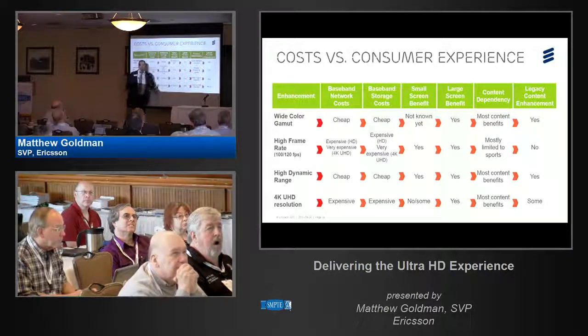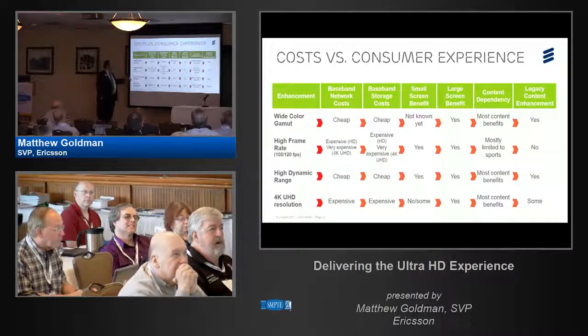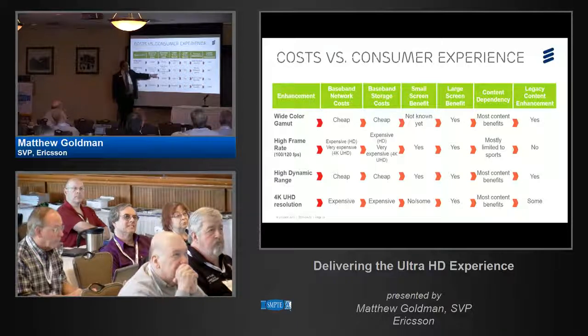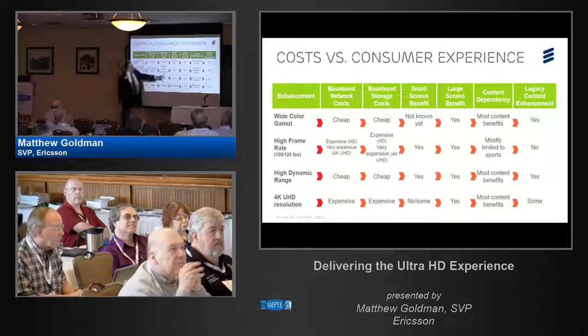Legacy content enhancement. Can you take legacy content and can you enhance it? Yes, you can simulate that. High frame rate, incredibly expensive. You're doubling everything, doubling storage, you're doubling the system on that. Very, very expensive. It's very expensive baseband storage cost, HD. It's really expensive for UHD. But it has benefits all across.